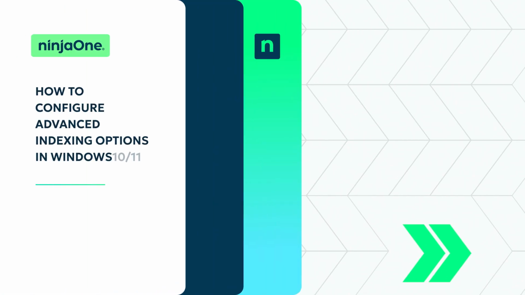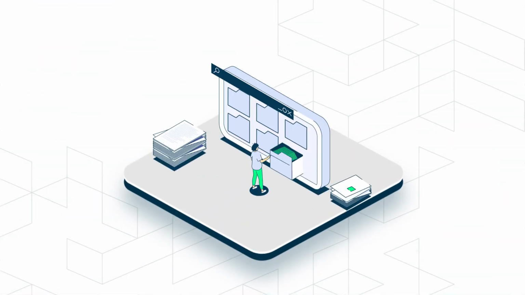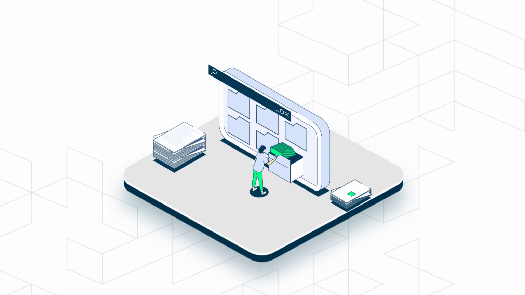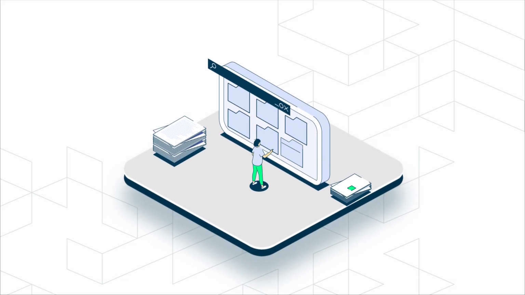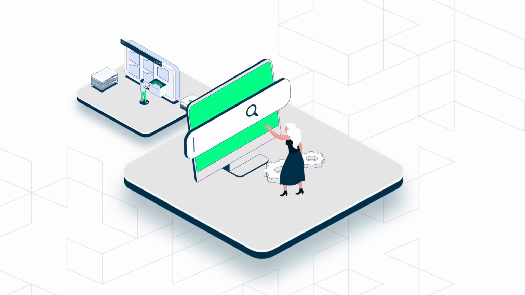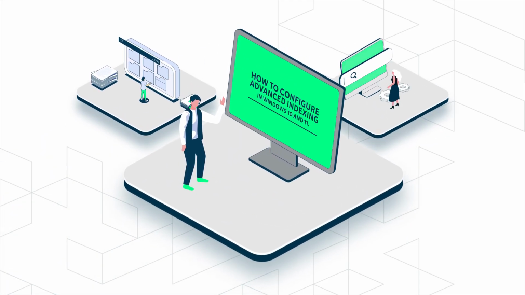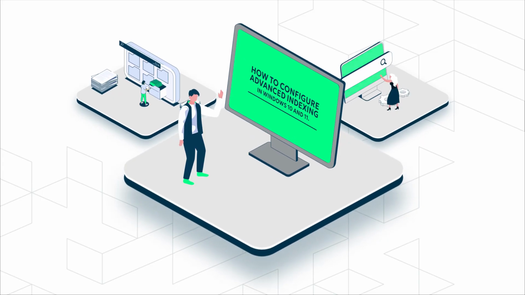How to configure advanced indexing options in Windows 10 and 11. You might need to access advanced indexing options to customize which files and file types are included in search results. This helps improve search speed and relevance, especially in environments with large volumes of data. In this video, we'll outline how to configure advanced indexing in Windows 10 and 11.